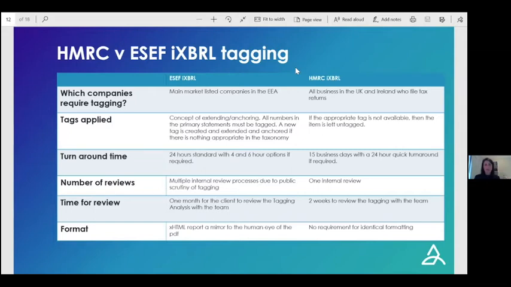And the format of the documents, the ESEF documents, the XHTML has to be a mirror of the PDF. It needs to look just as good as your PDF. For HMRC, no one really looks at those documents. As long as the tags are applied and it uploads with the tax return, there's no requirement for any sort of formatting. So that's an important difference.